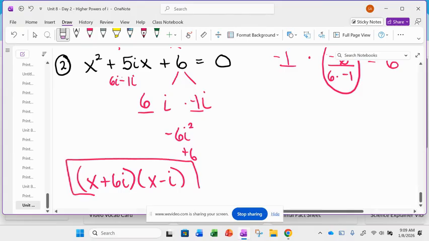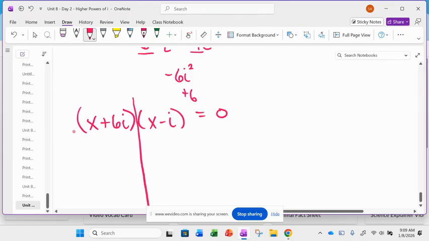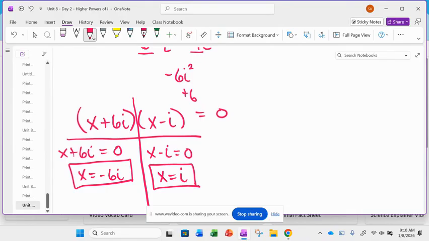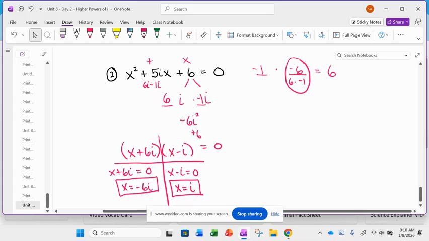Oh, did I say solve or did I say factor? Solve. Okay, so now this equals 0. Now what we do is we set each parenthesis equal to 0. So x plus 6i equals 0. So x equals negative 6i is one solution. And x minus i equals 0, x equals positive i is our other solution. Okay, I want you guys to try this one.